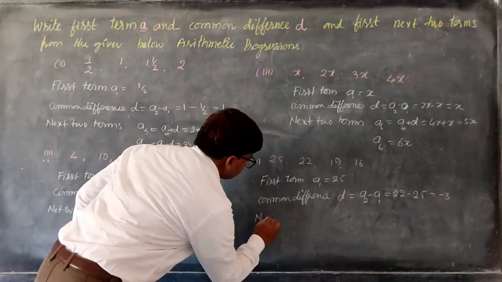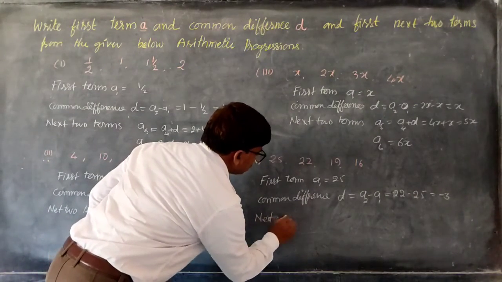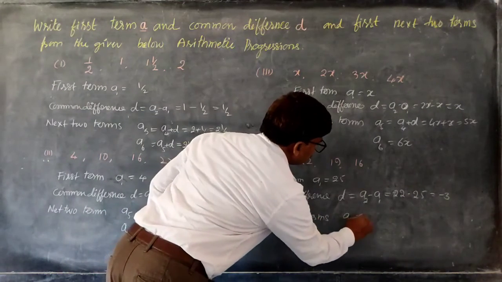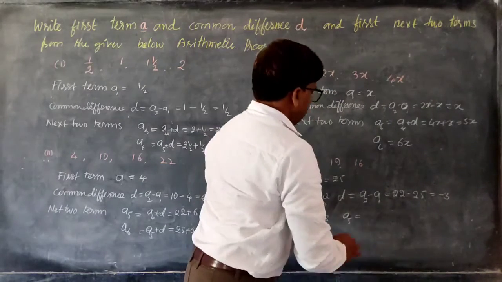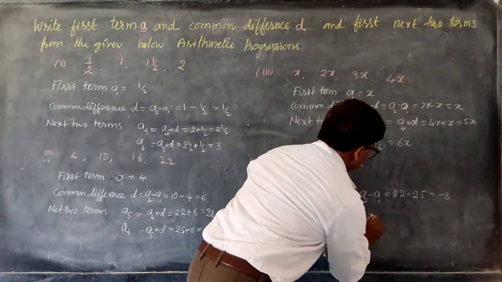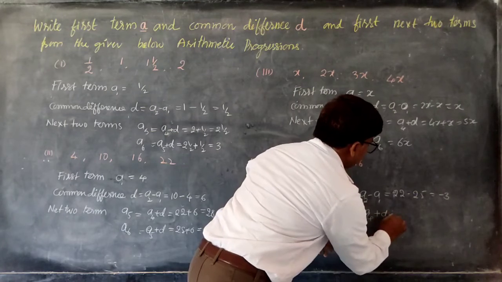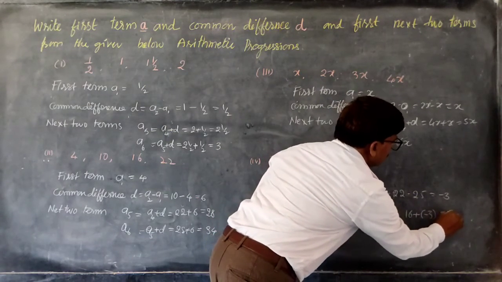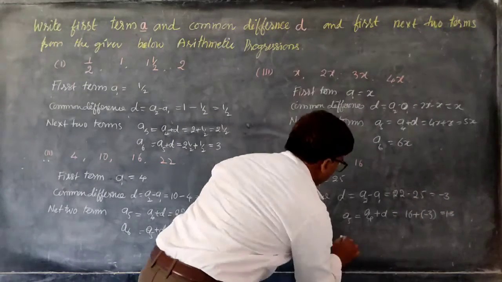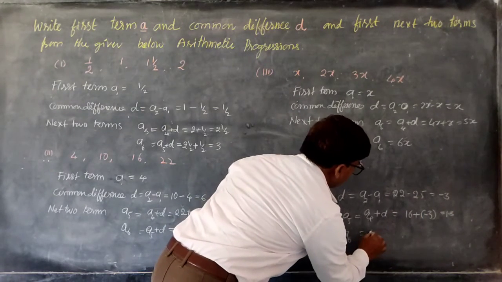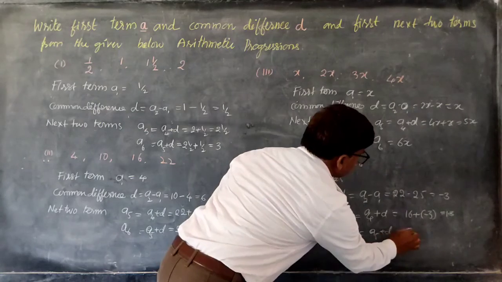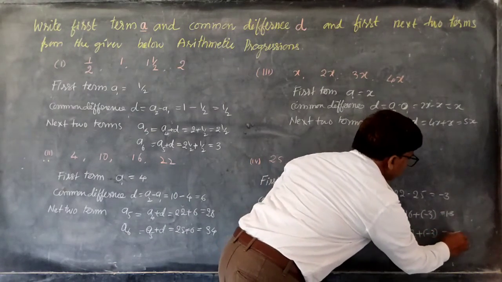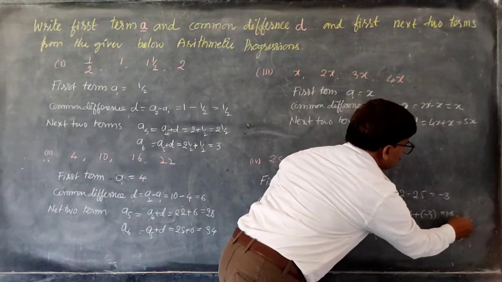Now the next two terms. So what is the fifth term? The fourth term plus D. The fourth term is 16 and the common difference is minus 3, which gives 13. And the sixth term is the fifth term plus D. The fifth term is 13 and the common difference is minus 3, which gives 10. So these are the two terms, okay.